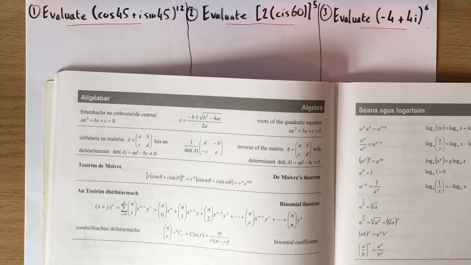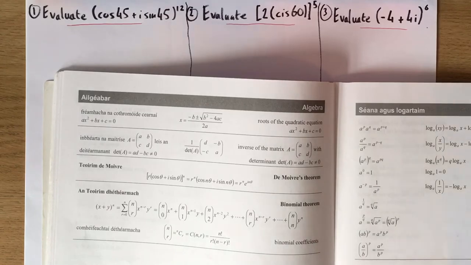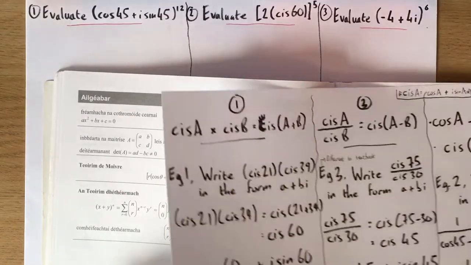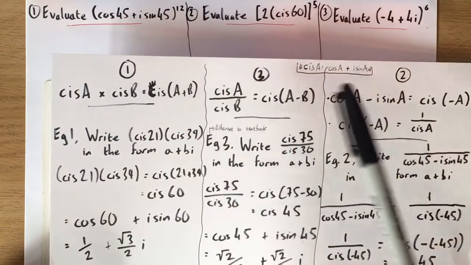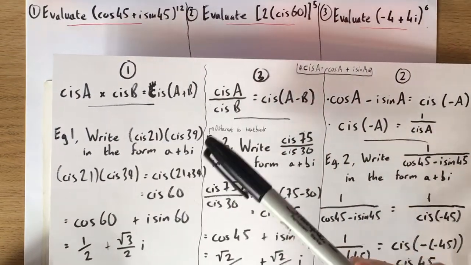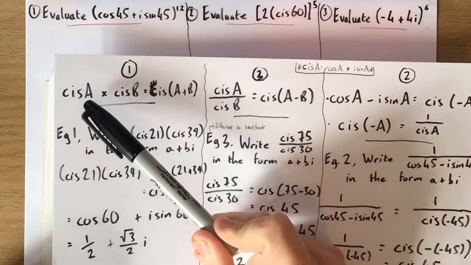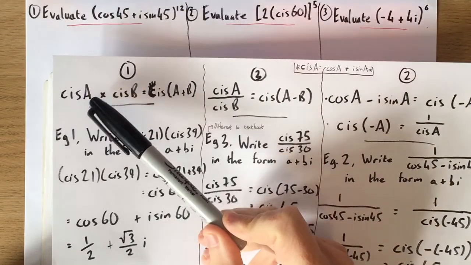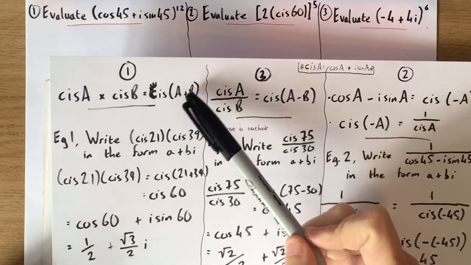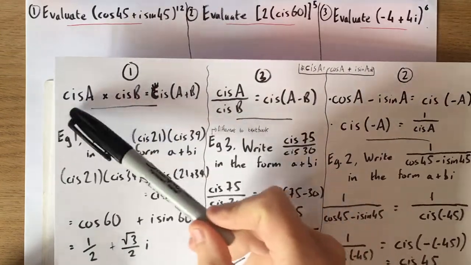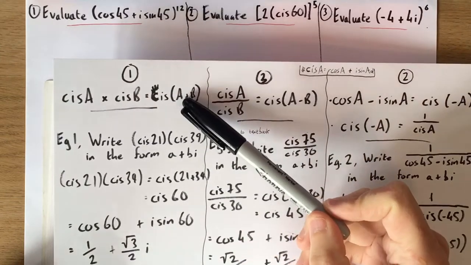Okay, so just going to run through three quick examples on de Moivre's theorem. The first thing to say, just before I jump into the first one, is de Moivre isn't completely new and out of left field. If you look at these three properties of cis that we would have done in the last class, property one was that cis A multiplied by cis B is equal to cis (A plus B). So to multiply two cis's, you can just add their angles.